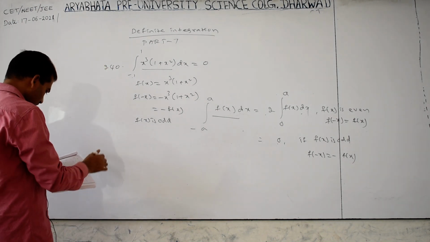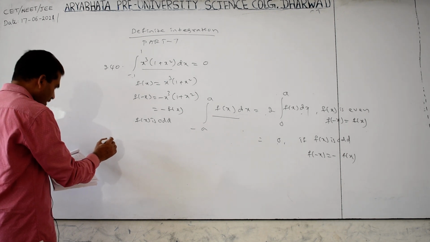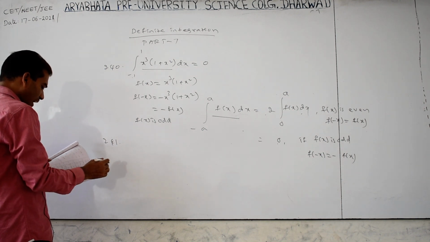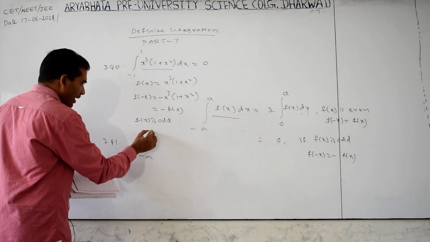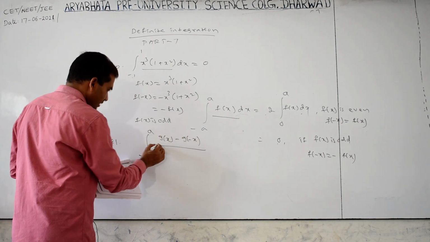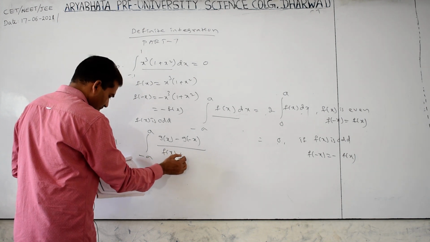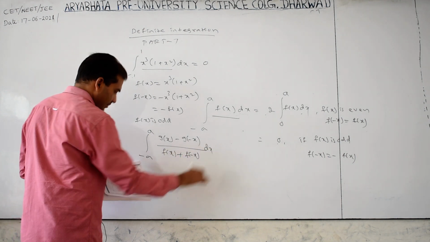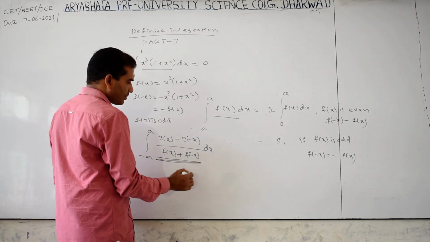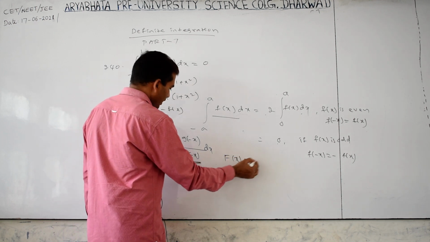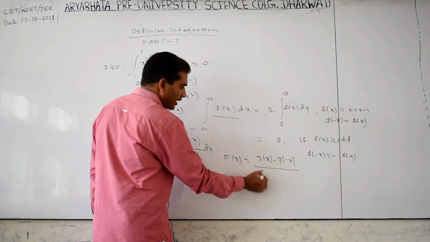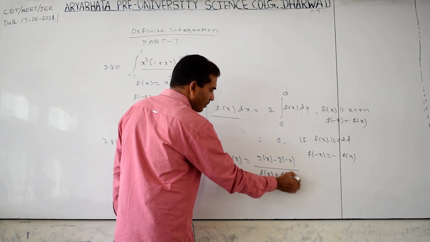Next, 241. f of x and g of x are any two consecutive functions. The integral from minus a to a of g of x minus g of minus x divided by f of x plus f of minus x dx. Same thing, just check whether it is even or odd. Let capital F of x equal g of x minus g of minus x divided by f of x plus f of minus x.